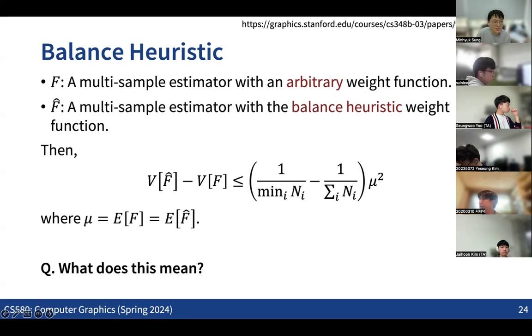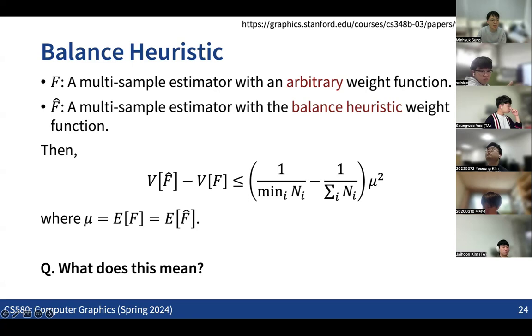So actually, what we can see from this is that this does not say that the variance of the f hat is smaller than the variance of the f. But f is basically the estimator with the arbitrary weight function. So here, the question is that when we take the balance heuristic as our weight function, would there be any other ways that we can define the weight function? And can such another weight function be better than the balance heuristic, right? So basically the question here is how good the balance heuristic is, right?